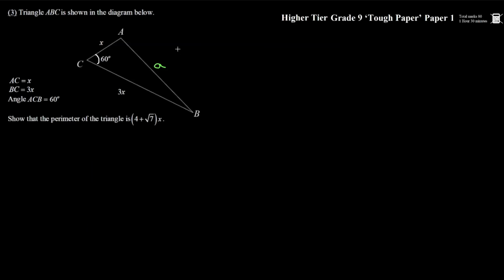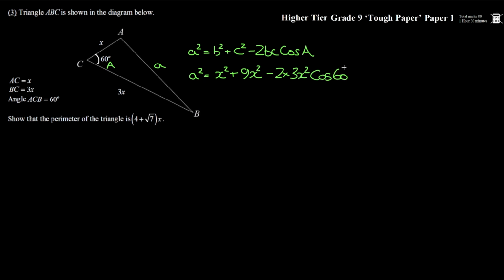To find it, we need to employ the cosine rule. There's the cosine rule. Side A is opposite angle A, so this in reality is angle A. Okay, let's pop in the values. A squared is equal to, well, it's the other 2 sides. It doesn't matter which order I pick them. Let's say that that is x squared, and this is 3x, now all squared. This will be 9x squared minus 2 times these 2 multiplied together, which is 3x squared, cos of 60 degrees.